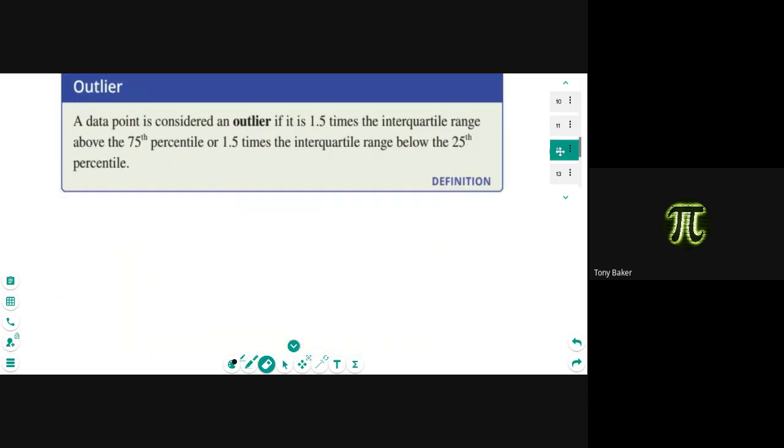All right. We have talked about outliers a little bit. We looked at certain situations where the number was just way far out. We're like, okay, that's an outlier. However, there is an actual definition of an outlier. An outlier is 1.5 times the interquartile range above the 75th percentile, or 1.5 times below the 25th percentile. Okay, so we have to do a little calculation to this.